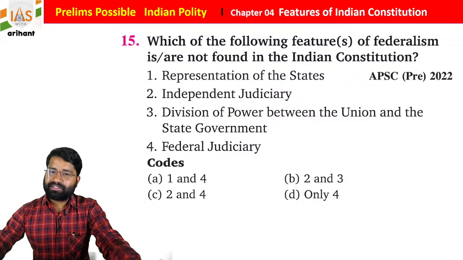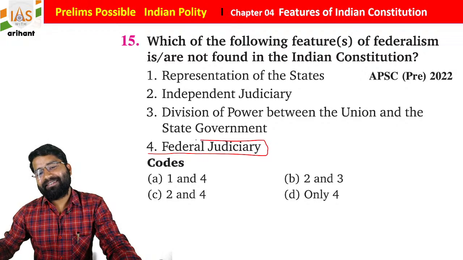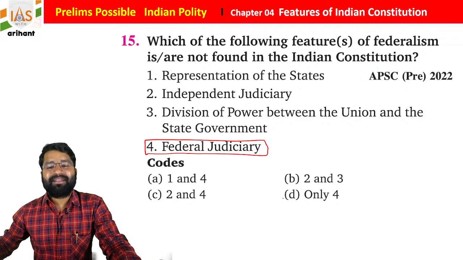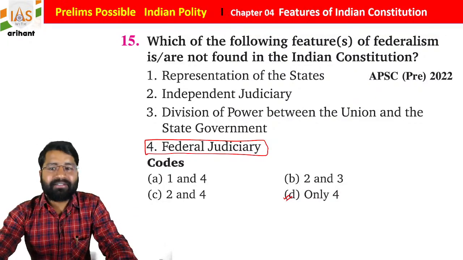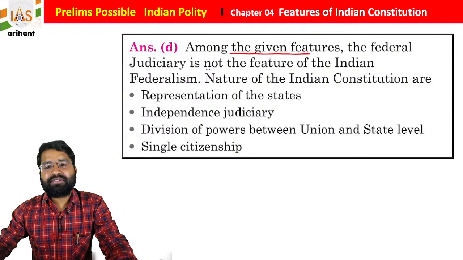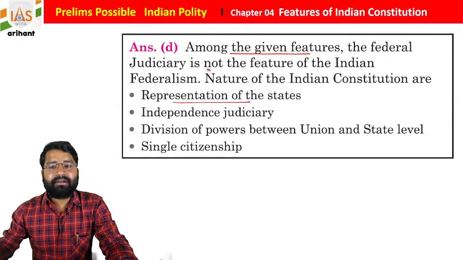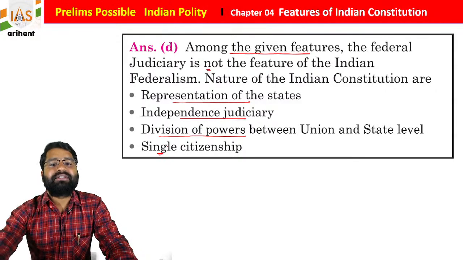So we have representation of the state in our federalism. Okay, we have basically an integrated and independent judiciary. So statement 4, that is option D, only 4 is not found in the Indian Constitution's federalism features, students. Among the given features, the federal judiciary is not a feature of the Indian Constitution. We have the representation of the state in the federalism, independent judiciary, division of power between union and state, and we have the single citizen concept also.